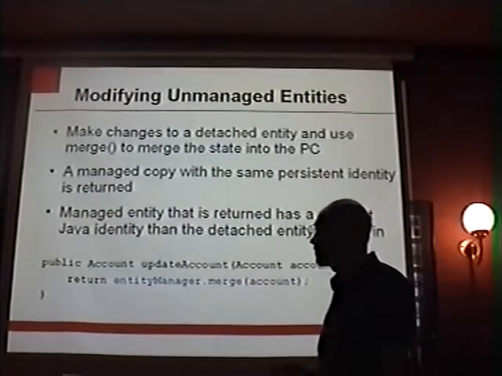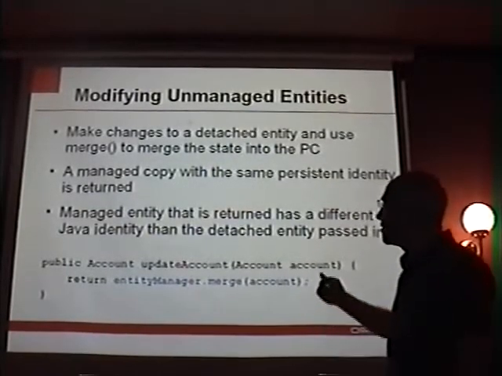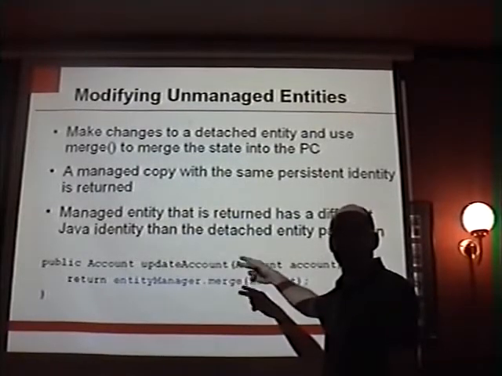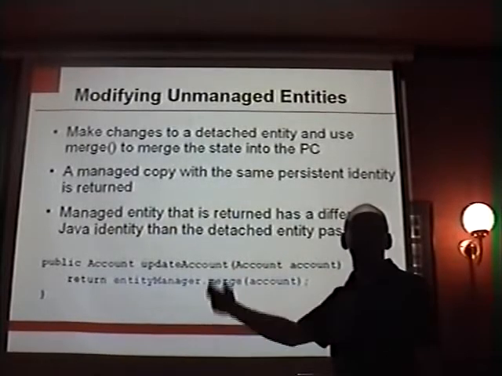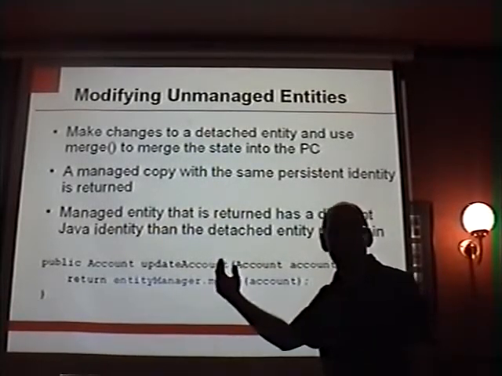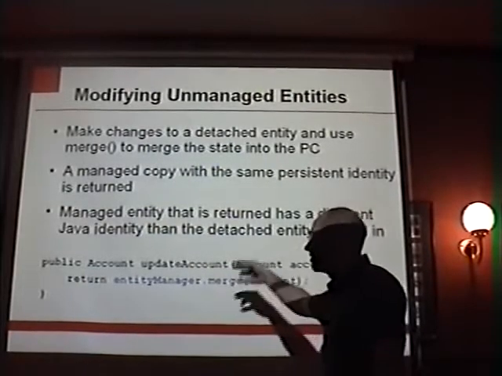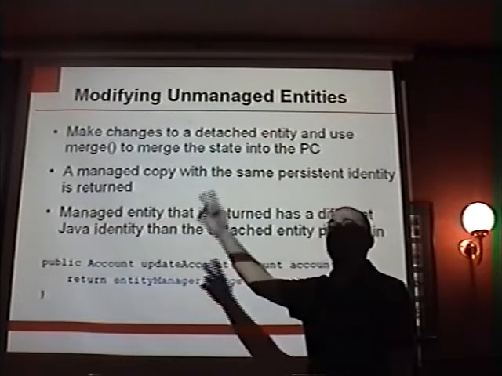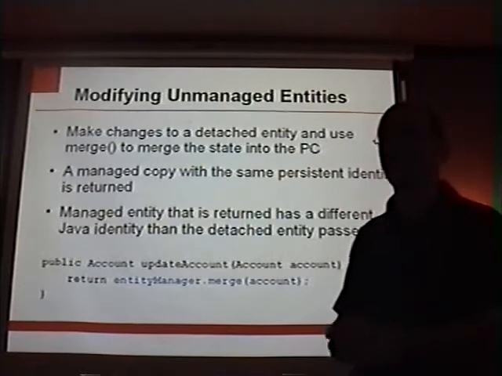So this update account method, if it has a container managed transaction around it, is going to take a detached object and pass back a different detached object. Because it's going to merge this, those changes will be committed, and then it'll return this exact instance that's merged, but by the time you get out of it, it'll be detached again, because the persistence context will be closed.